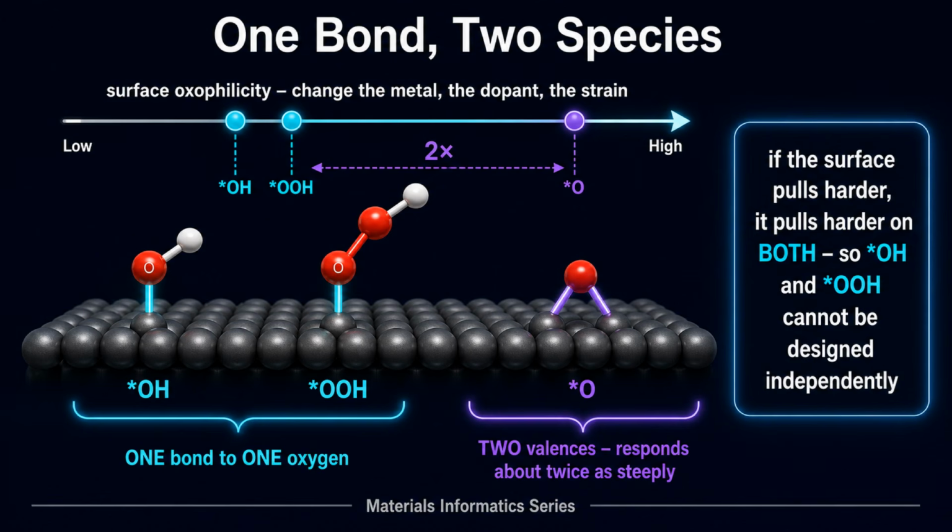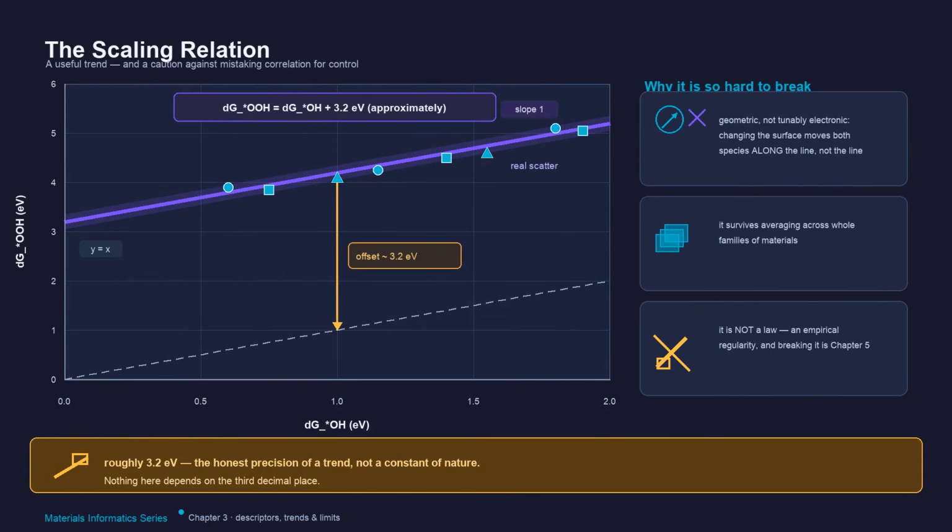They move together. Bare adsorbed oxygen is the exception, because it binds through 2 valences and responds about twice as steeply. Compute both energies on surface after surface, across different metals, oxides, facets, and coverages, and plot one against the other. The points do not scatter freely. They fall close to a line of slope 1, displaced upward by a roughly constant offset of about 3.2 electron volts.